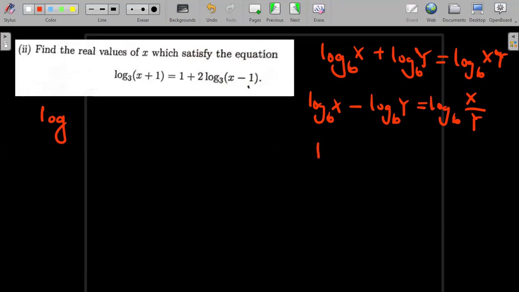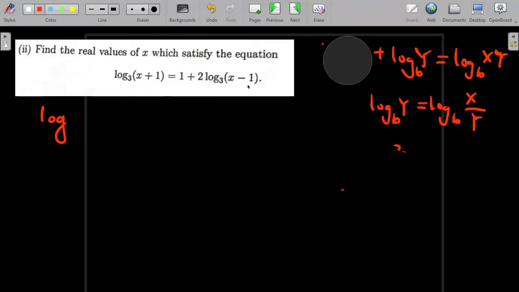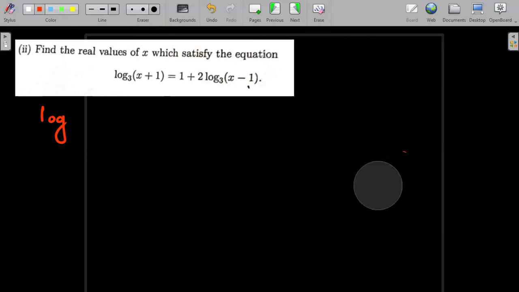Another one to remember is when you have log base b of x equal to z, this can be written as x equal to b raised to the power z. So these are some of the rules that you should remember as we go through this question. Now, let's do this question here.